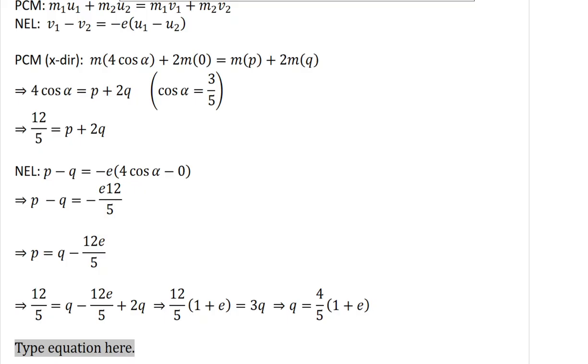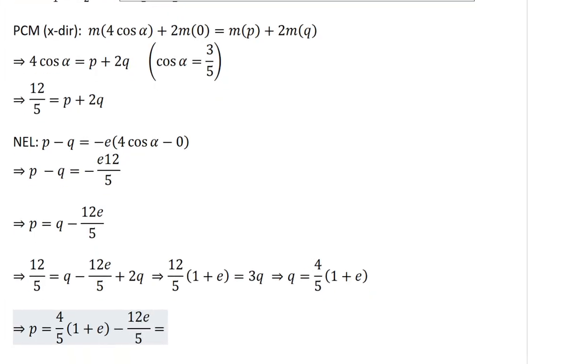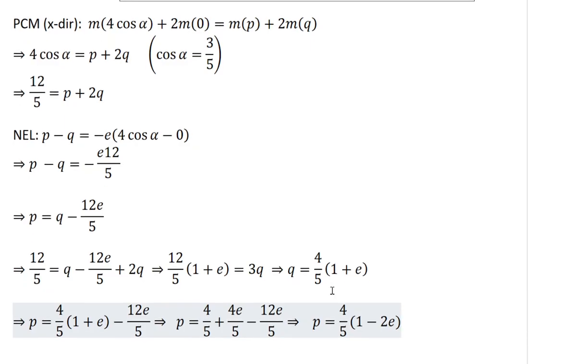And if so, that's our Q, and then that means that P equals 4 over 5 by 1 plus E minus 12E over 5, which means that P equals 4 over 5 plus 4E over 5 minus 12E over 5, which means that P equals, we can take 4/5 out, and that will leave us 1 minus 2E. Okay, so that's found our P and Q.